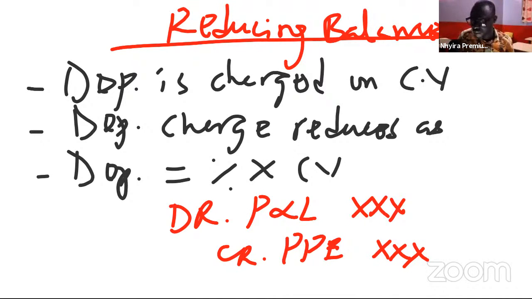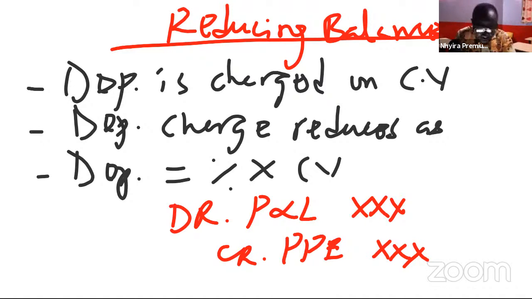We've looked at the straight line method, where the same amount of depreciation is charged over the economic useful life of the asset, and the depreciation is charged on the cost of the asset. The depreciation will be equal to the cost of the asset minus the scrap value, divided by the economic useful life of the asset.